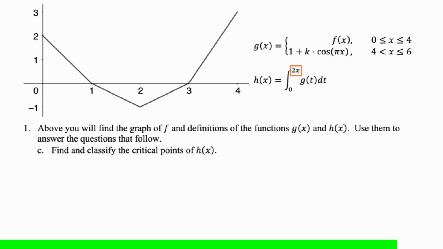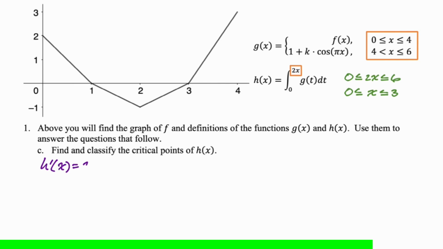So because of this 2x and this domain, we need to make sure that 2x is in between 0 and 6. That's going to be crucial. Which means that the only x values that we're allowed to have by definition for this function are between 0 and 3. Keep that in mind. All right. Derivative. This is the second fundamental theorem again, so it's going to be 2g of 2x.